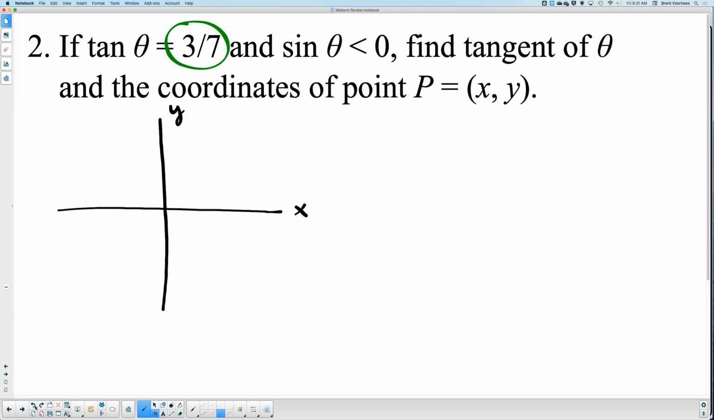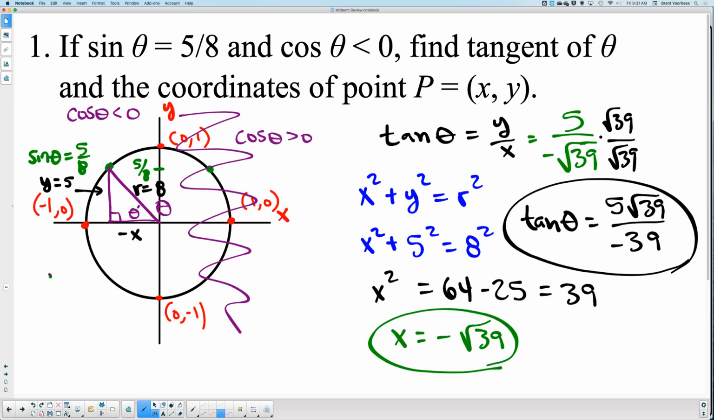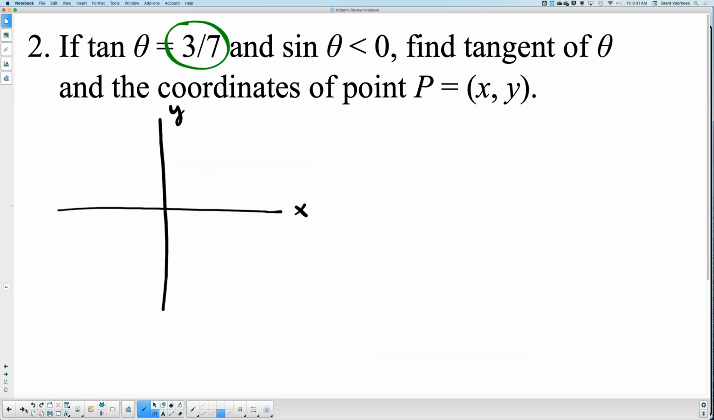I have to be because tangent, sine is y. You would look at y values. Remember how at the start in this problem we looked up top because sine was y? This one is tangent, which is slope. I have to have a positive slope going through the origin. So it's either in quadrant 1 or quadrant 3.